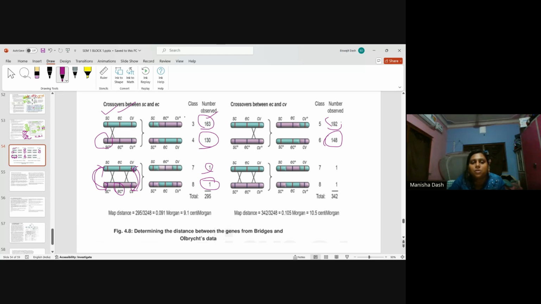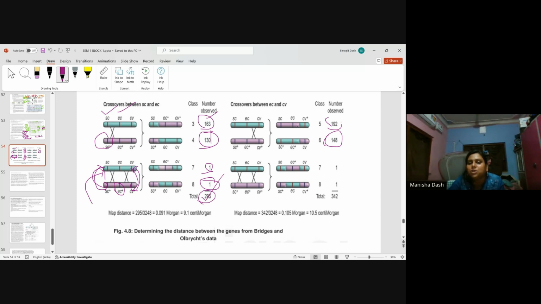So whenever there is a crossover between the single genes or single crossover is happening, at the same time a double crossover is happening between these two genes as well. So here also, when a crossing over is happening between these two genes, again a double crossover is happening between these two genes. So what is the total number of crossovers, or how to calculate the distance between the two genes? Now simply by adding the total number of recombinants. So the total number of recombinants is 163 plus 130 plus 1 and 1, that is 2. The total number is 295.